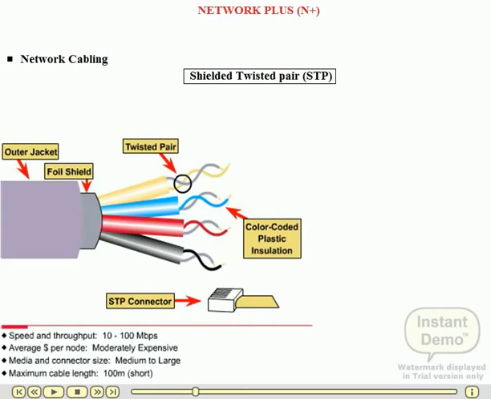Foil shielding provides greater protection against EMI and RFI. It increases the cost of the cable. You can see the STP cable on screen. Its speed and throughput is 10 to 100 Mbps. It is moderately expensive, its media and connector size is medium to large, and its maximum cable length is 100 meters.